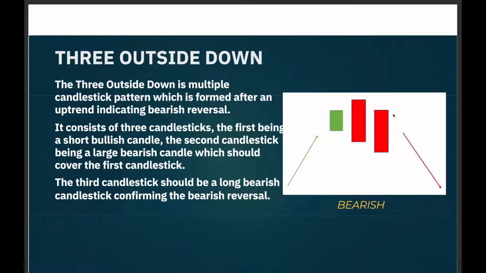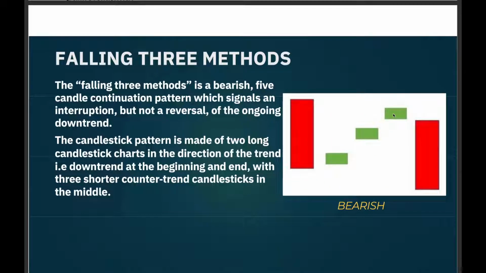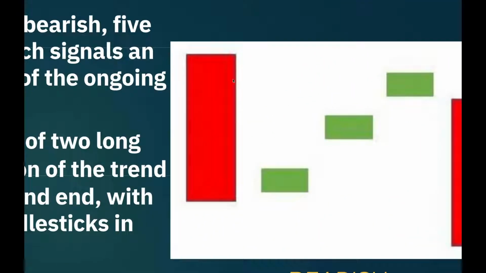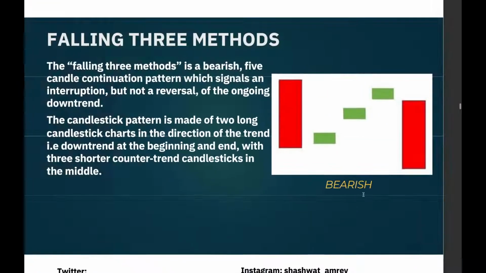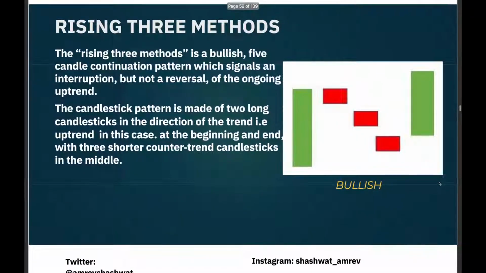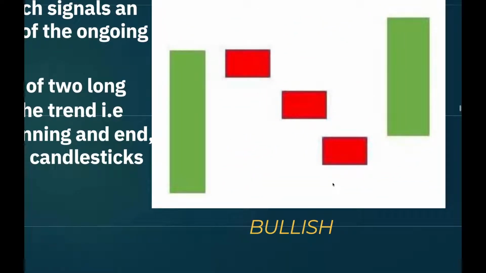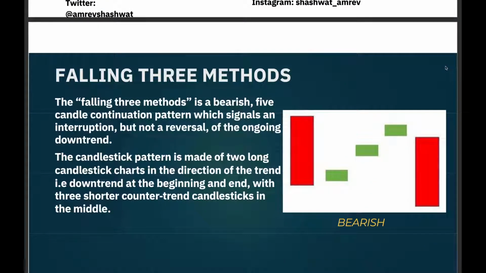Then there's three outside down. To be very frank, this does not work, but just for the sake of knowledge, learn this. A small green candle and two black crows. Falling three methods again does not work, but just for knowledge, a big red candle, three small green candles, and again a big red candle, that is again known for a bearish move. Rising three methods is just the opposite of this falling three methods, where it is bullish, three red candles show the downtrend, but then again a very bullish move. So this is again overall a bullish, and this one is a bearish.